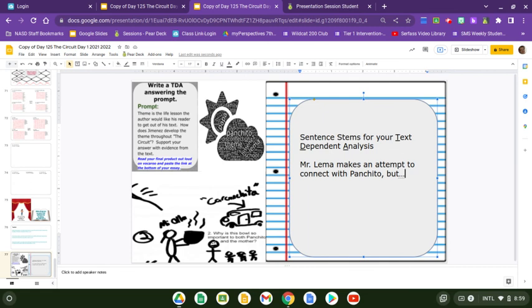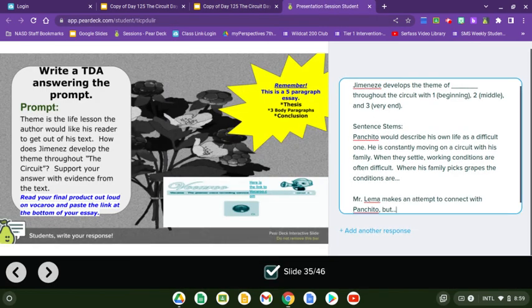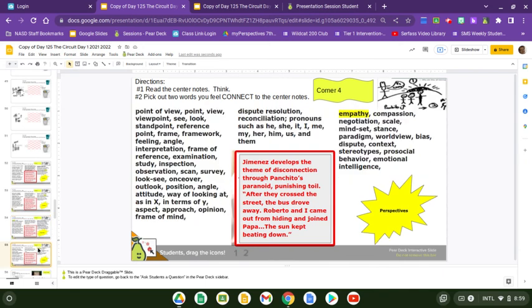Wahoo! Hope you had fun writing that. Again, these sentences can go right into your TDA. All right. Let's try another way of thinking, a third way of thinking. And this one is perspectives, right? And that word empathy.